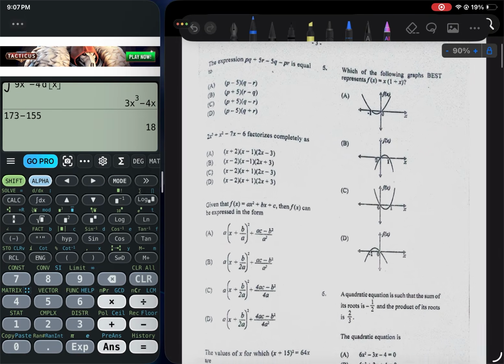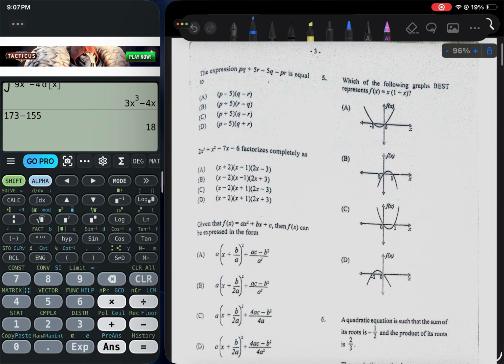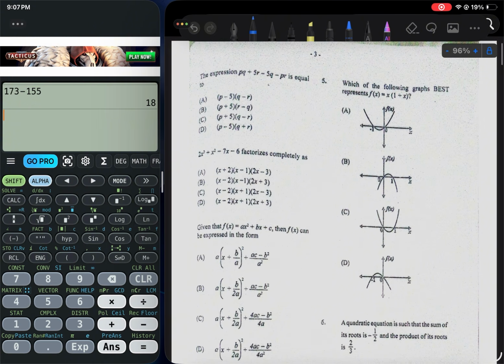Okay, so what if I told you that you could literally do almost half of this paper with just a calculator? I'm not even joking. Today we're doing the Add Math May June 2025 Paper 1, and I'm going to walk you through every single question, every calculation. I'm showing you everything.